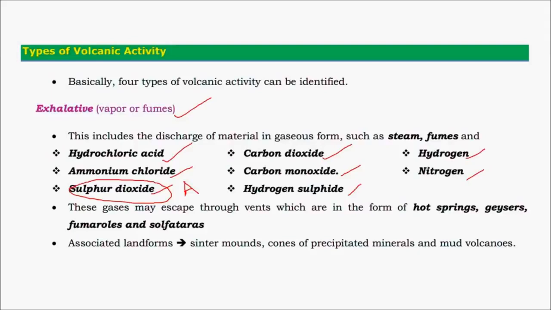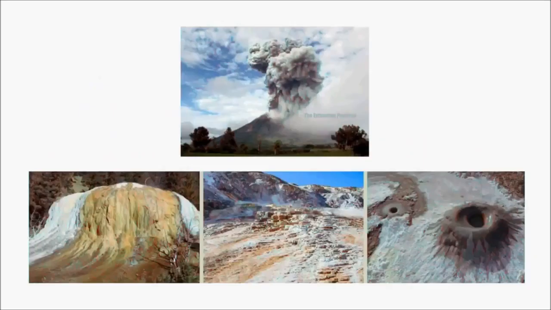And we can see these kinds of eruptions taking place in the form of mainly geysers, springs, fumaroles and solfataras. We have seen what fumaroles and solfataras are, and the associated landforms with this kind of volcanic eruption are sinter mounds, mud volcanoes, etc. So we can see in this figure, this is called a mud volcano. These are sinter mounds. Mostly when these volcanoes erupt in the form of vapors which contain some amount of minerals, these kinds of landforms can be formed. And this is how exhalative volcanic activity takes place. Mostly it throws out gases and dust.